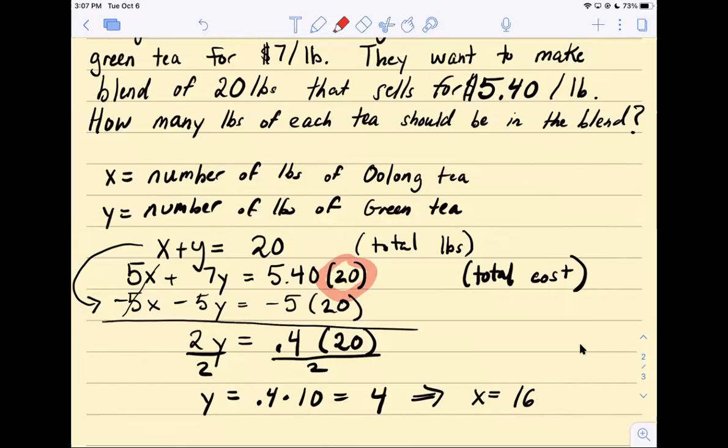So that's not the total cost. The expression on the left, $5 per pound times the number of pounds of oolong, is how much the oolong tea costs, the entire amount of it. And the 7y is the total cost of the green tea. So combining, you need to multiply by the total cost of the entire blend.